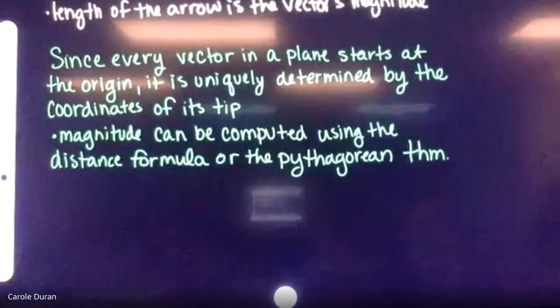So this just says, since every vector in a plane starts at the origin, or the point (0, 0), it is uniquely determined by the coordinates of where the tip ends up. So from this set of coordinates, we can calculate the magnitude by using either the distance formula or the Pythagorean theorem. So let's start with an example of that.